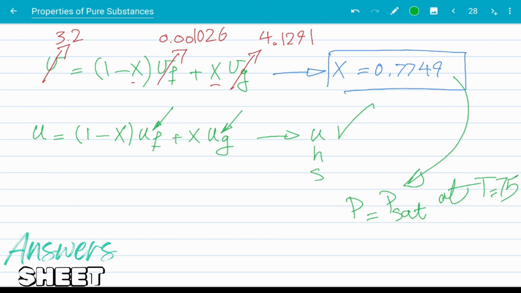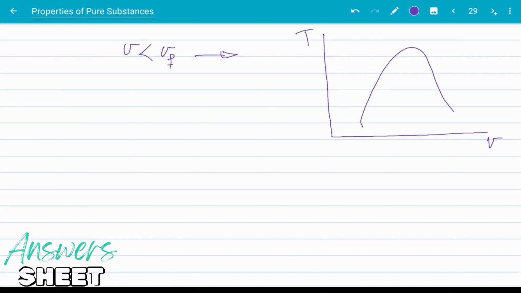There, by knowing only two intensive independent properties, we found all the other properties of our system. Now, what happens if, in that example, the specific volume that we had was smaller than the specific volume of the saturated liquid at 75 degrees? Let's take a look at our diagram. This is again T, and this is the volume. This is our dome. This is our V of F. This is our V of G. So we are somewhere like here.